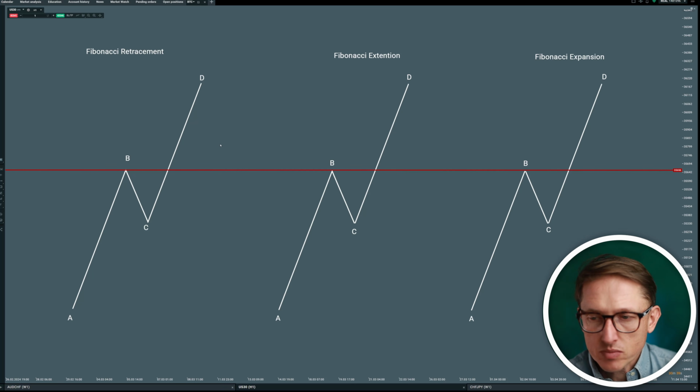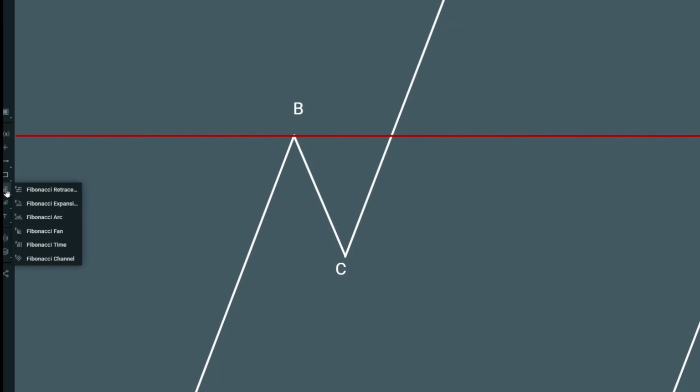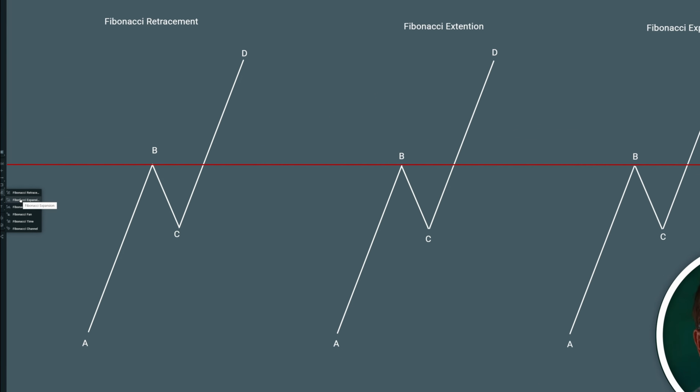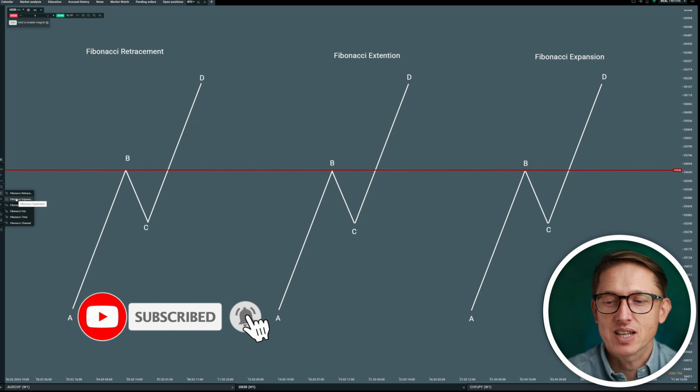So that's the platform I'm using, and that's where I can find all the tools. On the left hand side on a toolbar, we can see there is a Fibonacci Retracement and Fibonacci Expansion. But where is Fibonacci Extension? I will explain that to you in a second.